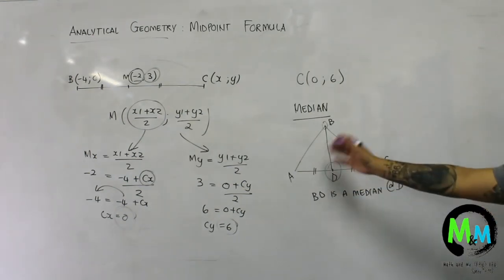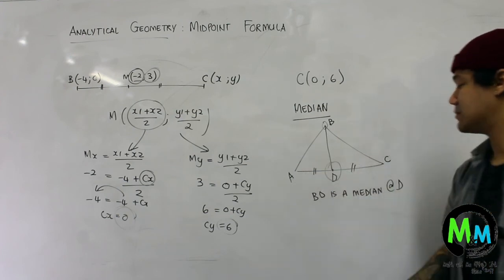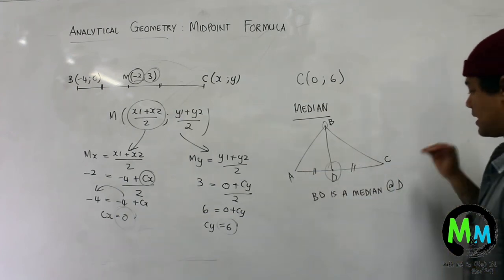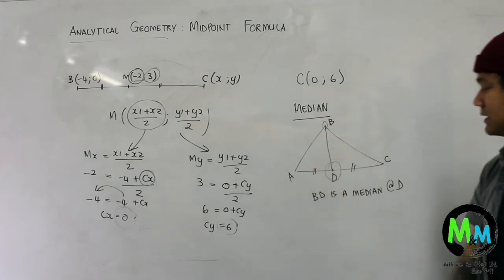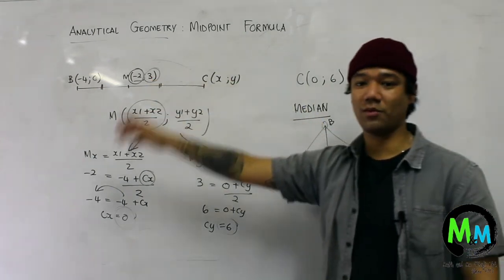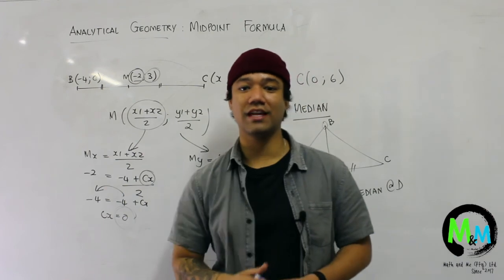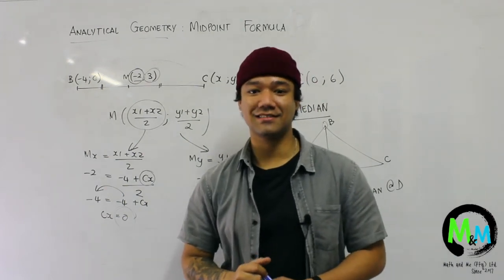So if ever they say something like this, maybe they give you the A and C coordinates, and they say determine the coordinates of D. If BD is a median, then we'll know to use the midpoint formula. Other than that, stay tuned for the next video on straight lines and gradients.